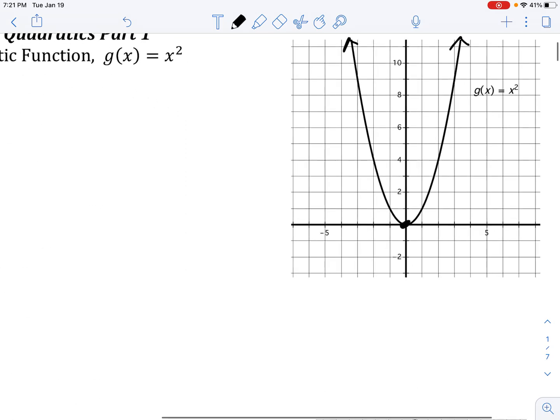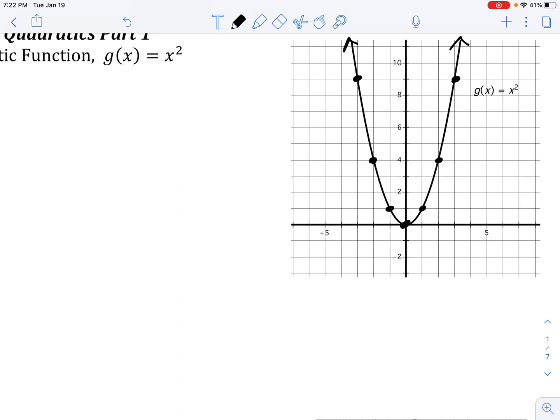So some of the points that sit on the curve are 1, 1, because 1 squared is 1. 2, 4, because 2 squared is 4. 3, 9, because 3 squared is 9. And then if we go the other way, -1 squared is a positive 1. -2 squared is a positive 4. -3 squared is a positive 9.